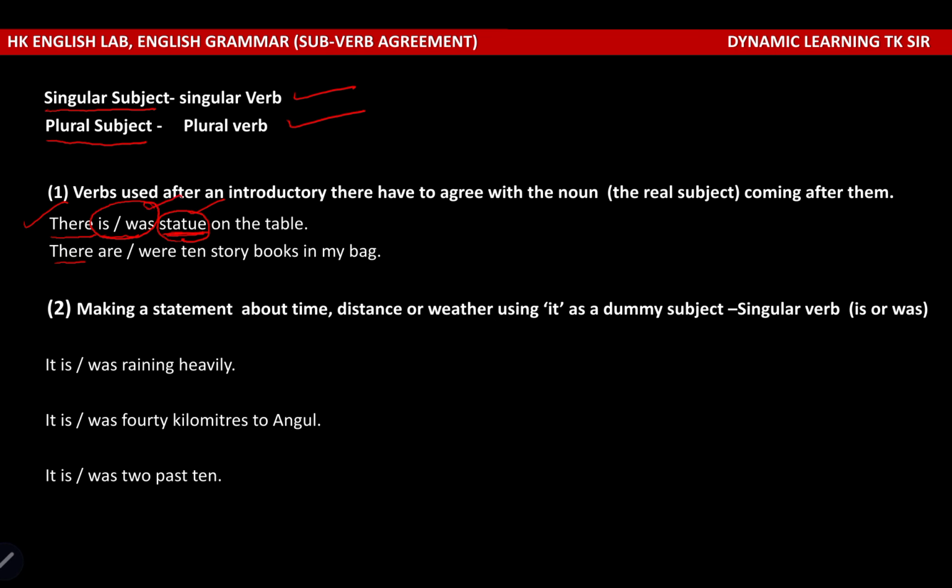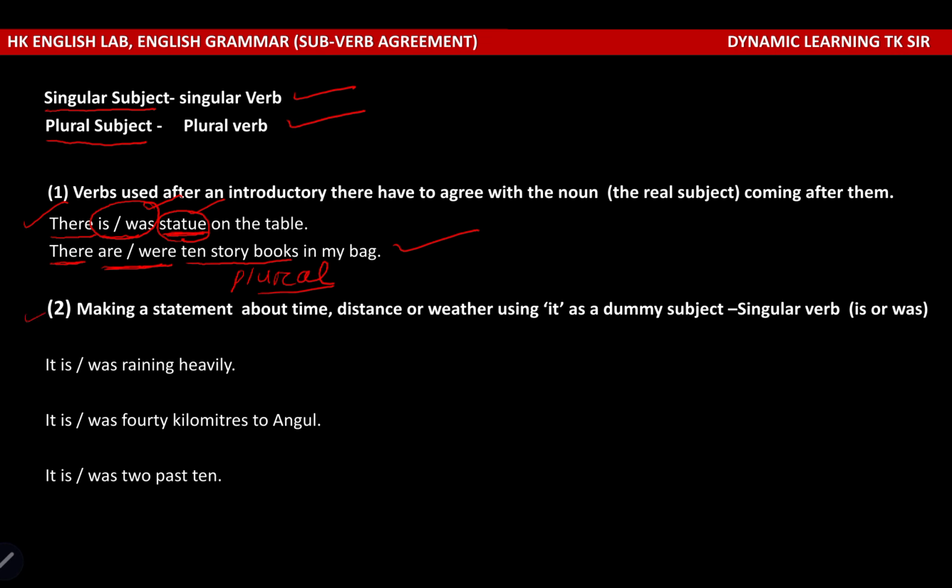If it is in your present form, it will be is. If it is in your past form, then it will be was. So there is in present, and there was in past. There is a statue on the table, or there was a statue on the table. Like this, if you look at the second sentence, after there, here is the noun phrase ten storybooks. It is in plural form, am I right? If it is in plural form, then what will the verb be after there? Of course, that will be plural. Very good, everyone.